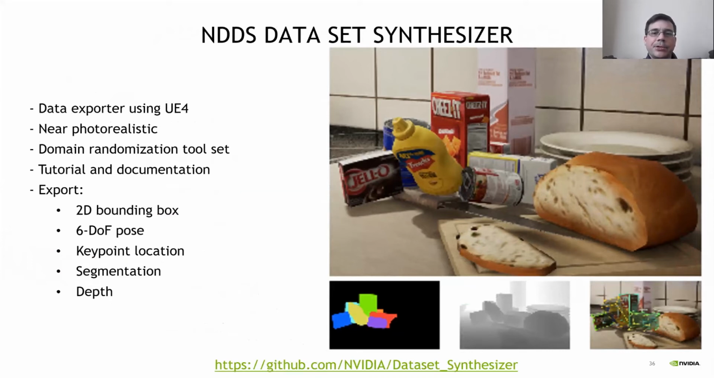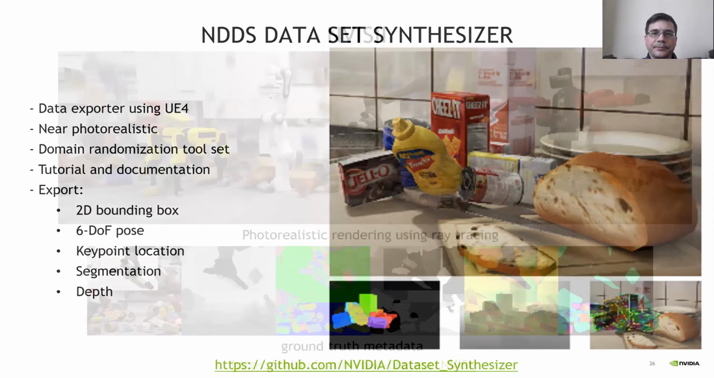Okay, and then to train this network, we trained it only on synthetic data. We developed this plugin for Unreal Engine 4, which is called NDDS, the NVIDIA Dataset Synthesizer, and it generates near photorealistic imagery. And then we gave it the capabilities of domain randomization. And it exports not only the image, but also the metadata of the 2D bounding box and so forth, right? And the key point locations and so forth that we used for training the neural network.